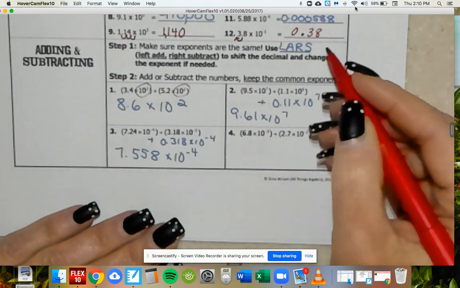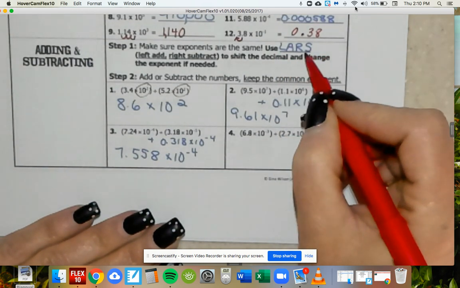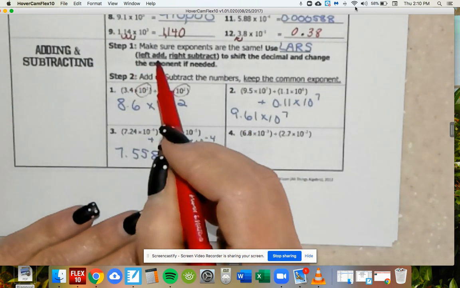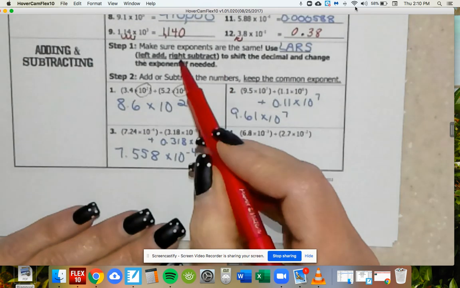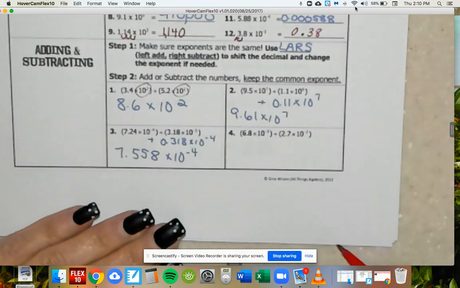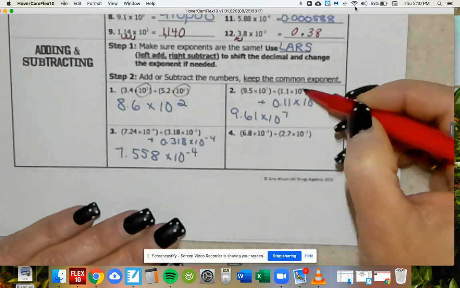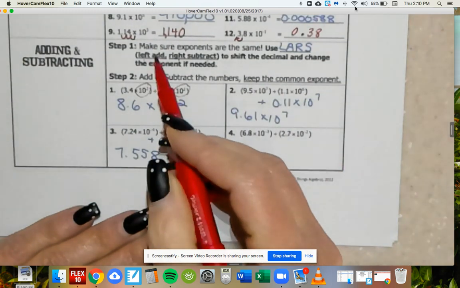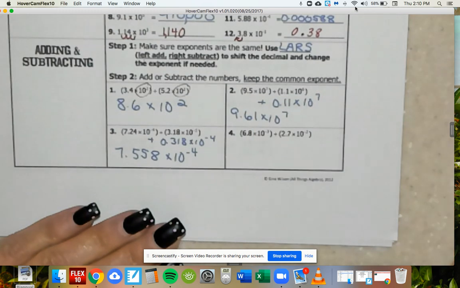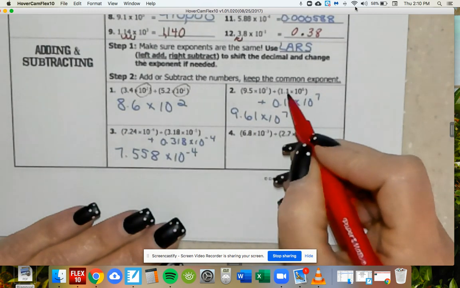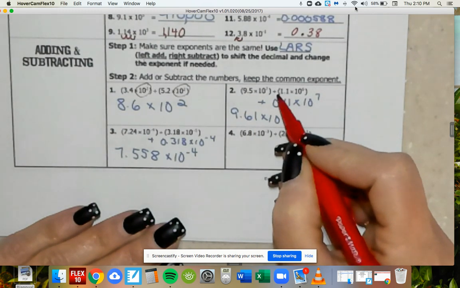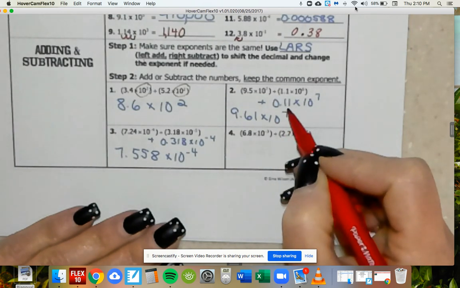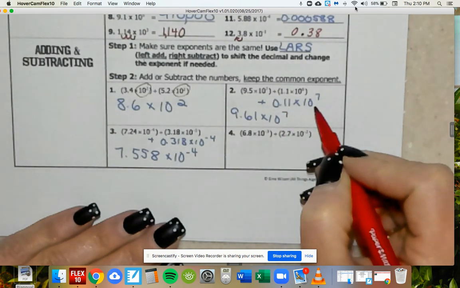Now, we talked about this idea of LARS. That stands for move it to the left if you're adding to the exponent, and move it to the right if you're subtracting from the exponent. So we need to get from an exponent of 6 to an exponent of 7. So we're going to be adding to the exponent. That means we need to move the decimal to the left. So instead of 1.1, we move the decimal to the left, and it became 0.11 times 10 to the 7th.